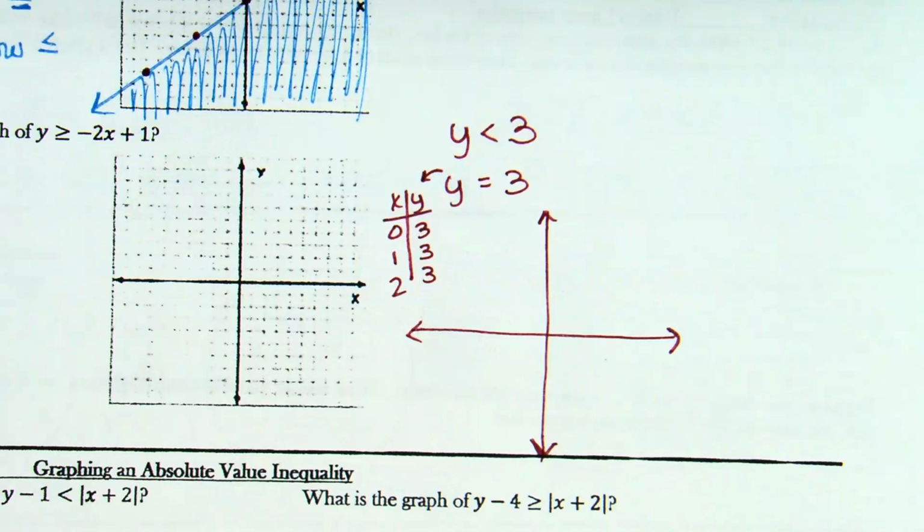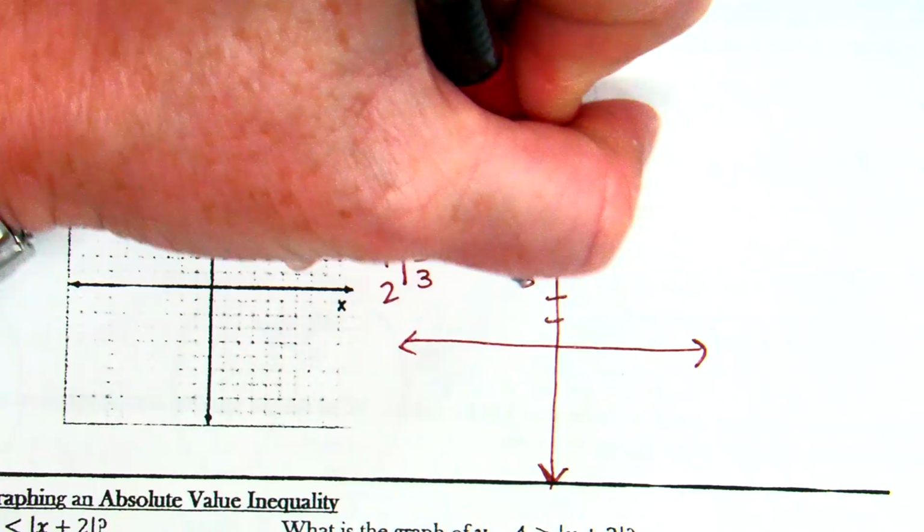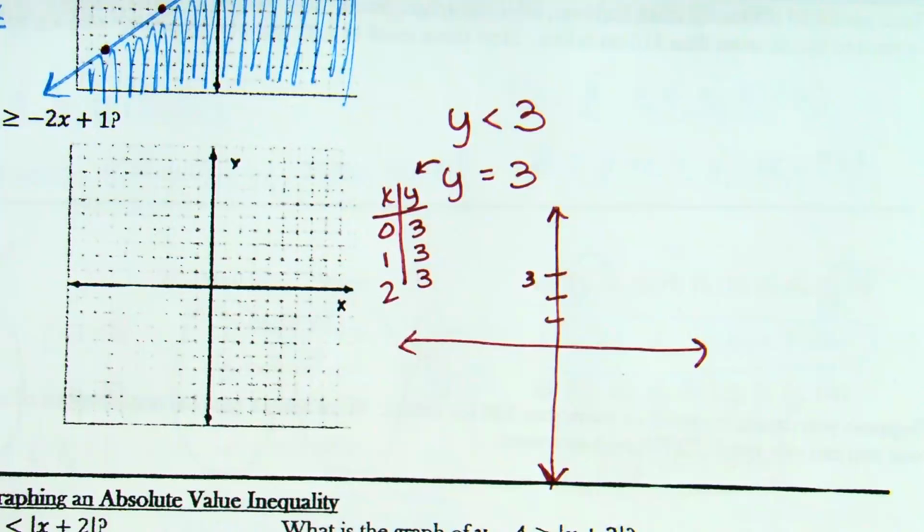Some of you like to think, oh, y equals 3, XY chart. Some of you like to think, oh, well, it crosses the y-axis at 3. And so that means it's going to be parallel to the x-axis, right?